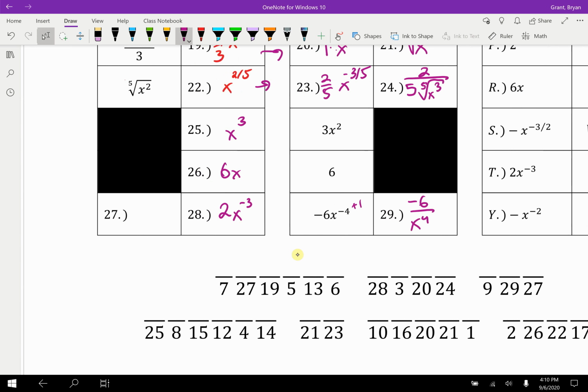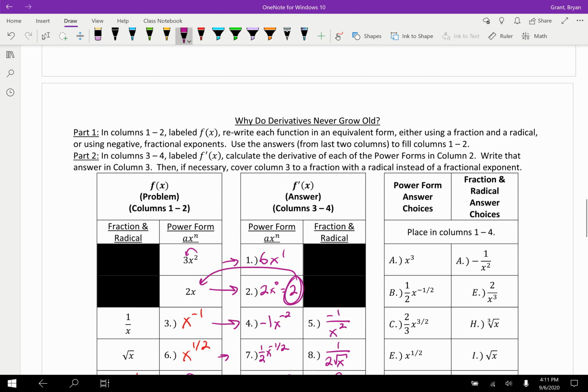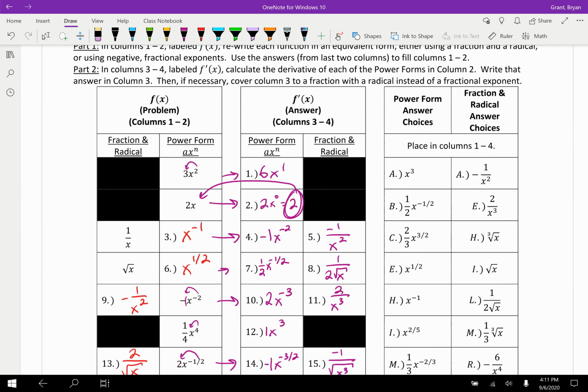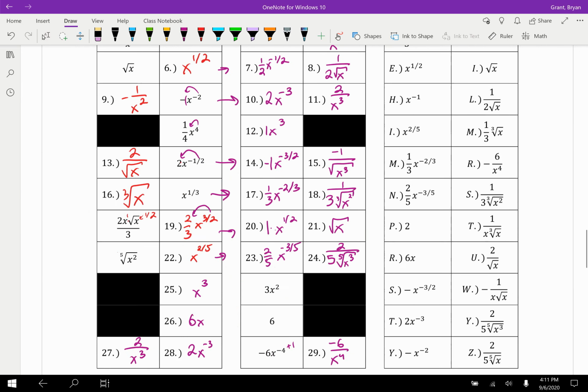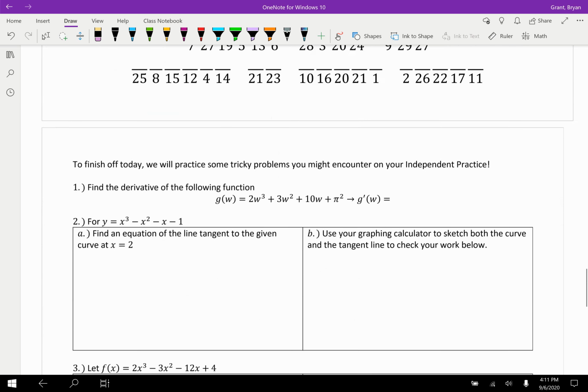And then how would we rewrite this? Well, this is 2 over x cubed. I'll let you fill in the riddle on your own. It is awesome, of course, as are all math riddles. Why do derivatives never grow old? Well, you're going to have to match these over here. If you want, you can comment with the answer, or you can ask me if you got it right, but it'll spell out words, so you'll know if you got it right.